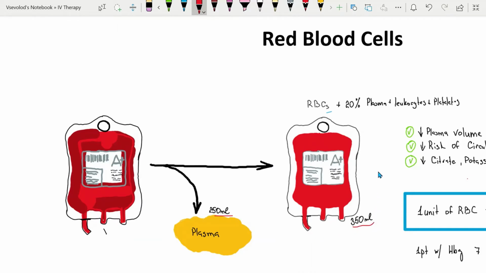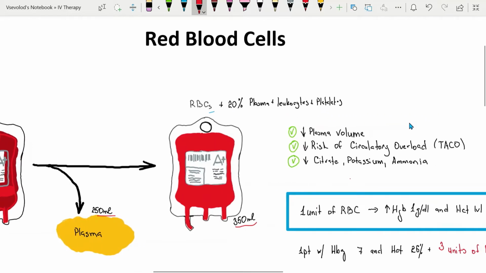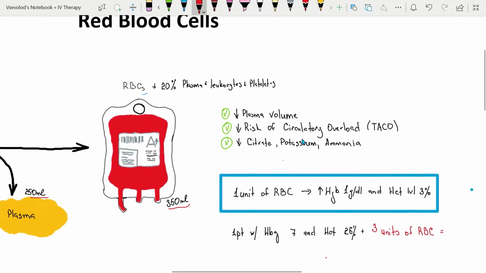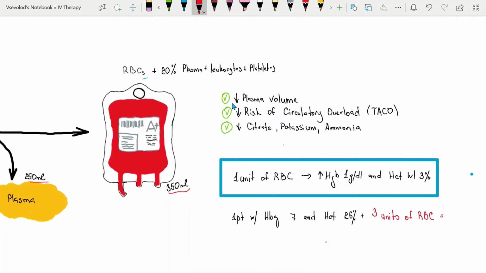Each unit contains the same red blood cell mass as a whole blood unit, the original plasma, leukocytes, and some platelets. The advantages of red blood cells over whole blood are decreased plasma volume and decreased risk of circulatory overload. Also, less citrate, potassium, ammonia, and other metabolic byproducts are transfused.